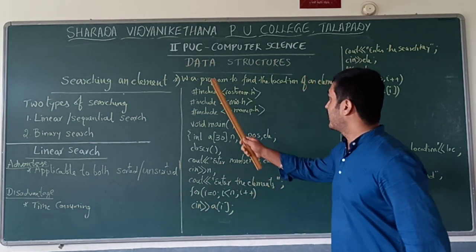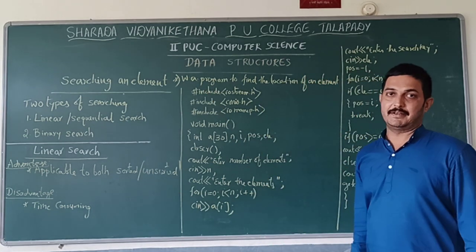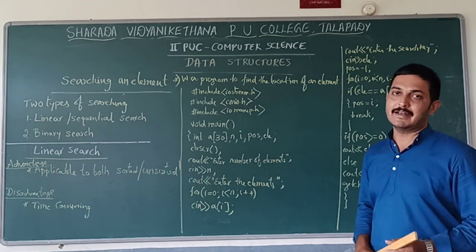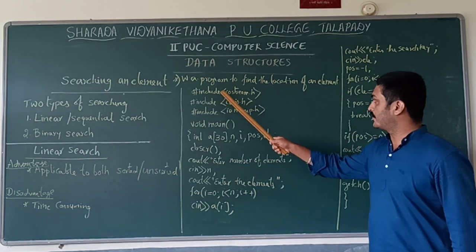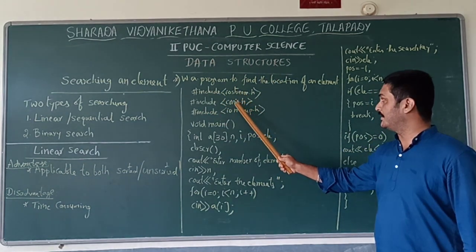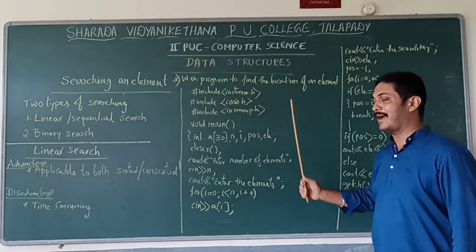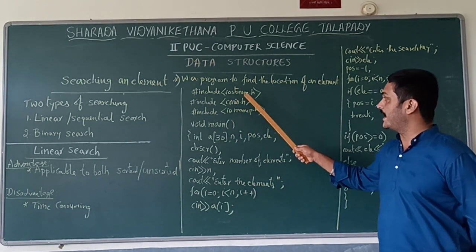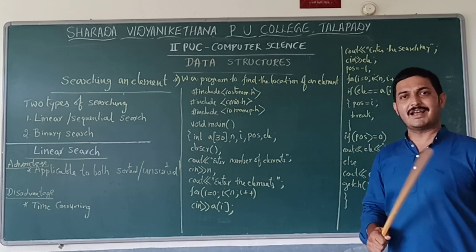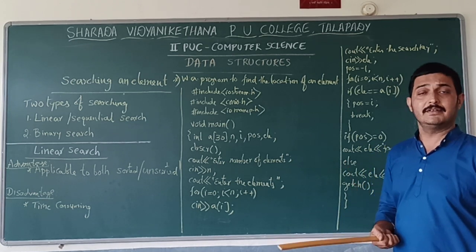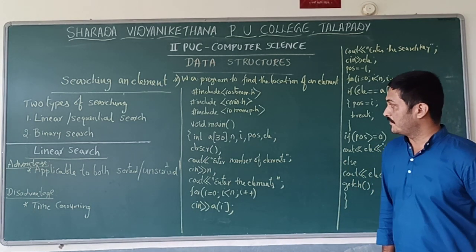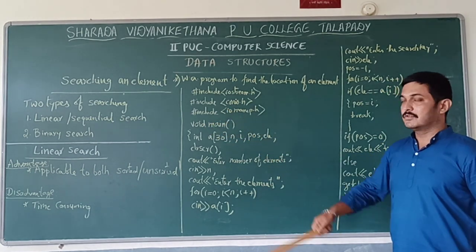Write a program to find the location of an element in a list, or we can say in an array. And here #include <iostream.h>, #include <conio.h>, #include <iomanip.h>. So these three header files we need to start any program in C++. See, so first thing is void main. So far we know that.